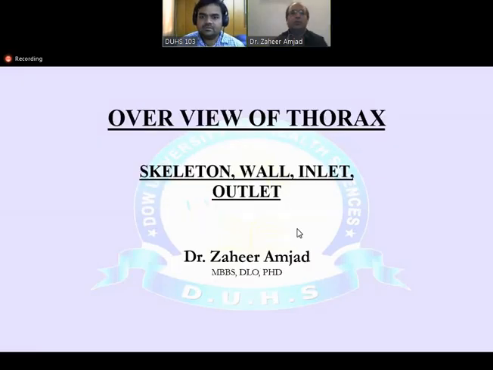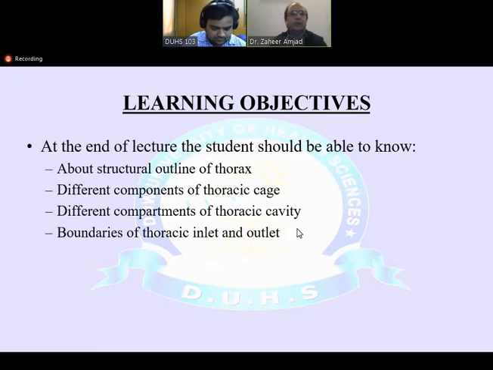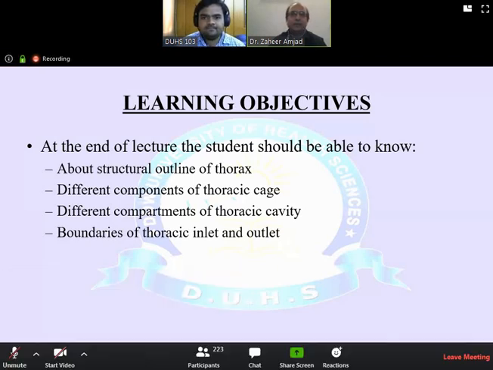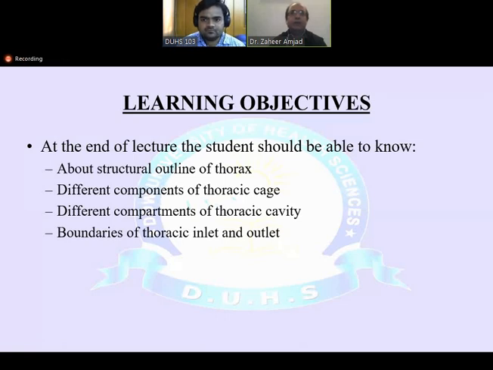हाँ, हमारे पास सही है। Okay, students, the learning objective of today's lecture is to learn about the structured outline of the thorax, what you know about the thoracic cage. You have already learned, you are familiar with the anatomy of the thorax. So we'll be discussing the knowledge which you already have.